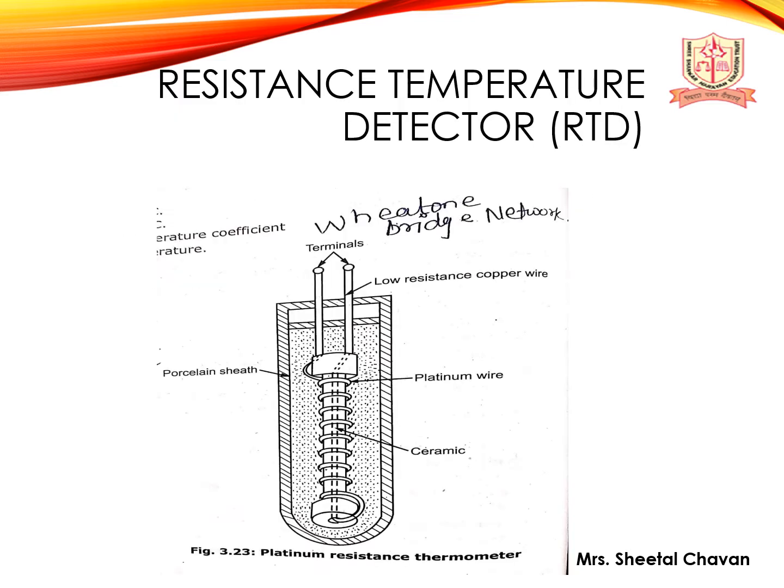So let's start with the first instrument of electrical method of temperature measurement, that is resistance temperature detector, RTD. It consists of one tube. In this, one ceramic is provided, and on that ceramic one platinum wire is wound, as shown in figure. There are two terminals, which are low resistance copper wire, and this total tube consists of the porcelain shield. So this is the construction, and the terminals are connected to the Wheatstone bridge circuit.